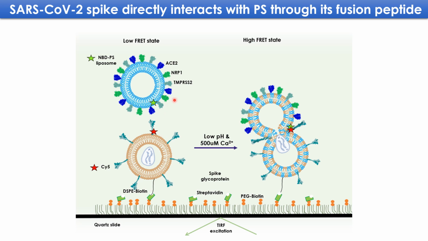SM-FRET imaging to monitor direct interactions of PS with the spike was carried out using liposomes with NBD-PS. So here NBD-PS will act as a donor and the Psi5 in the spike glycoprotein will act as the acceptor. The NBD-PS concentration in liposomes was maintained at 0.6 nanomolar in order to ensure that only a single NBD-PS molecule interacts with the spike. So if PS interacts with spike, it will result in a high FRET state. However, if PS does not interact with the spike, it will result in a low FRET state.